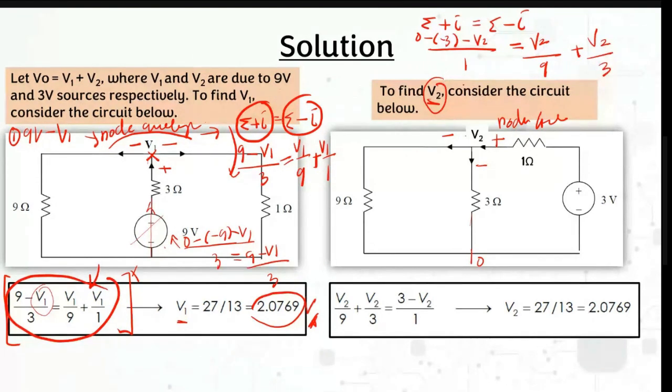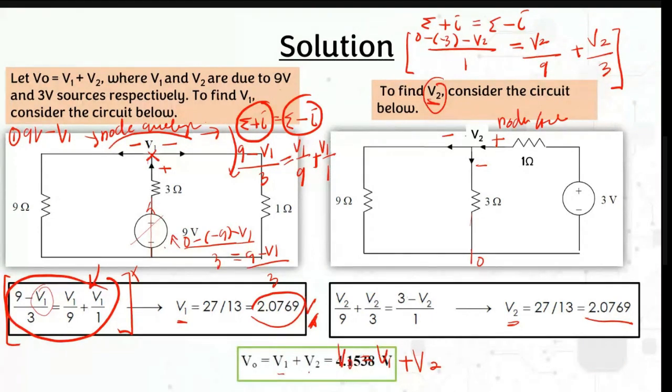So for this one, you will have 3 minus V1 over 1. If you simplify, it is equal to V2 over 9 plus V2 over 3. So you need to simplify this equation, and then you will get V2 is 2.0769. And then you know that your V naught is actually equal to V1 plus V2, which is equal to this value. V1 plus V2, then you can get V naught is equal to 4.1538 volts.